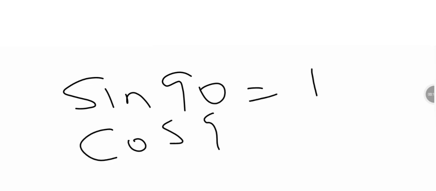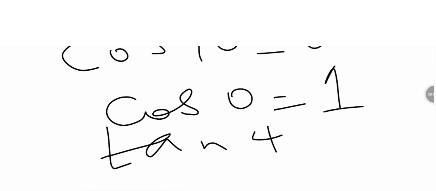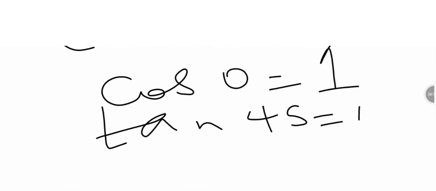Then another thing I need you to know is sine 90. Sine 90 is 1. Take note of that. Why cos 90 is 0. Then take note of the fact that cos 0 is 1. Cos 0 will always give you 1. And take note of the fact that tan 45 will give you 1 too. So they might test you on these things. Take note of trigonometry and try to remember your formulas.